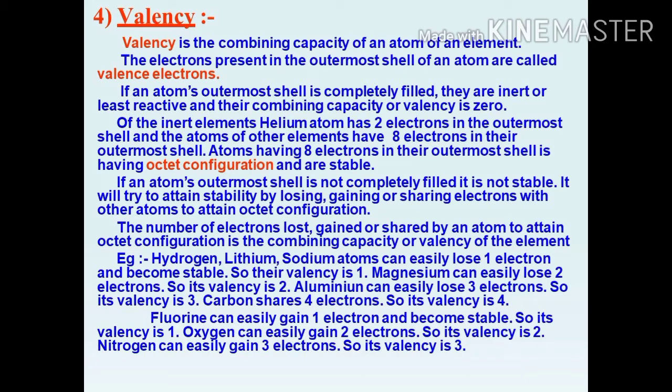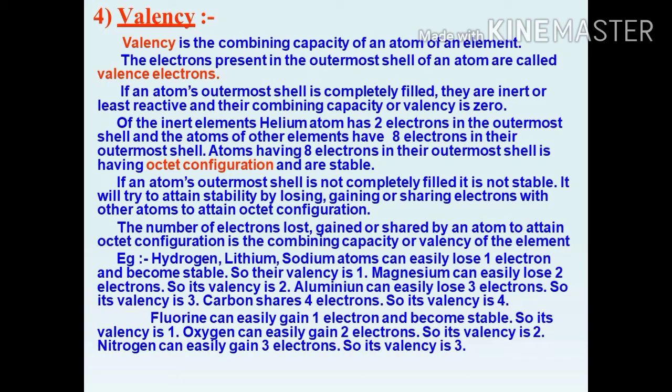If the outermost shell contains 1 to 4, here hydrogen has only 1 electron, so valency 1. Helium has only 1 orbit, 2 electrons, so valency 2. Lithium, only 1 electron is found in the outermost orbit, so valency is 1. Beryllium, 2, valency 2. Boron, 3 electrons in the outermost orbit, so valency 3. Carbon, outermost shell contains 4, so valency 4.